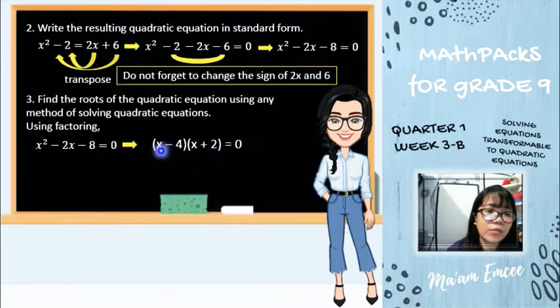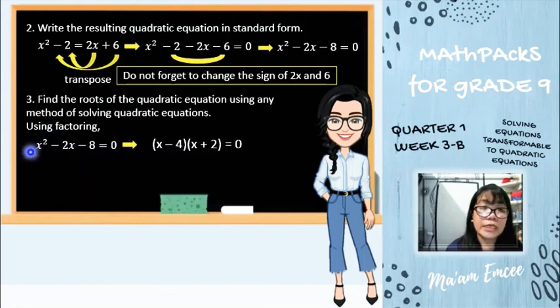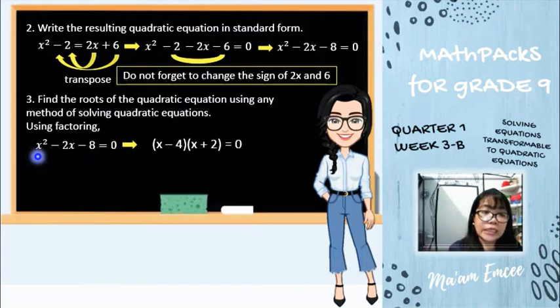Now, where do we place the two x's? Remember, our quadratic term here is x squared. So for our factors, it will always be x for the first factor and x for the next factor. So we have x minus 4 times x plus 2 is equal to 0.